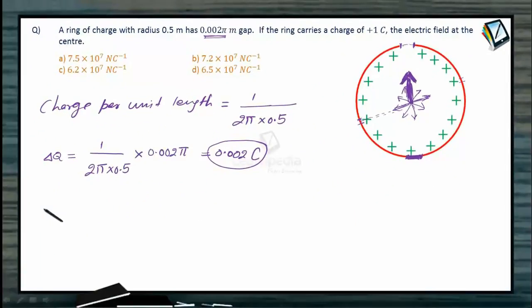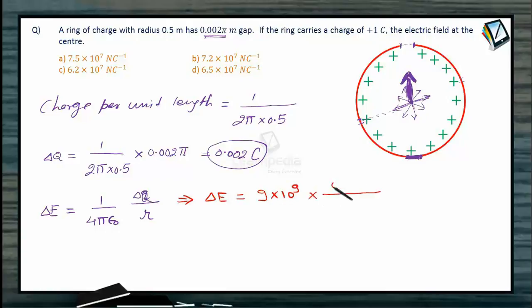So what is the value of the electric field due to this particular charge segment? As we know, the electric field is 1 divided by 4 pi epsilon naught into charge divided by the square of the distance. Here the distance is the radius. On substituting all these values, delta E is equal to 1 upon 4 pi epsilon naught, which is 9 into 10 to the power 9, multiplied by the charge value, 0.002 coulomb, divided by R square. In the case of electric field, it is R square. R is 0.5, so 0.5 into 0.5, this is 0.5 square.